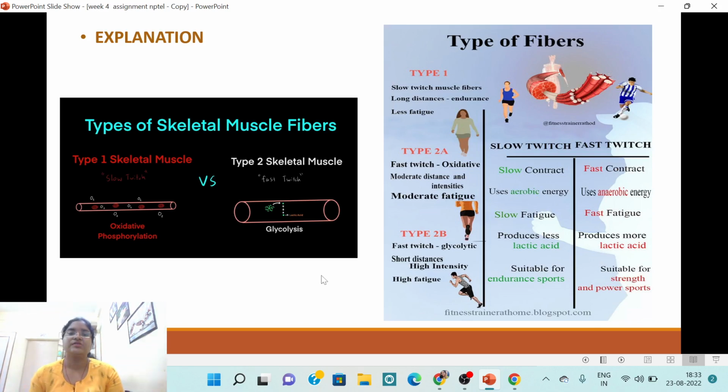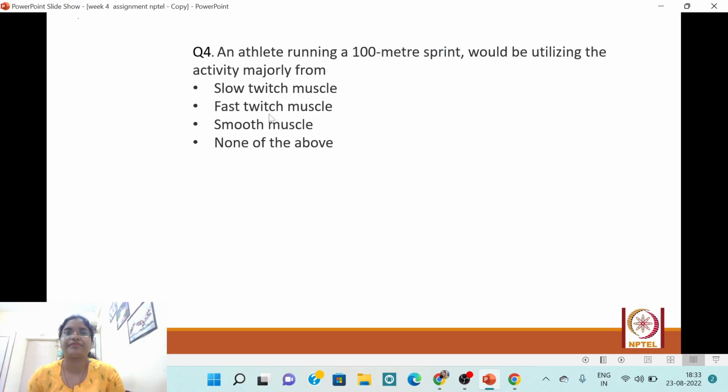Okay, so we'll move on to the next question. The fourth question is: an athlete running a 100-meter sprint would be utilizing the activity majorly from. I've already given the answer to this, let's see if you have listened properly or not. The options are slow twitch muscle, fast twitch muscle, smooth muscle, or none of the above. Start answering.